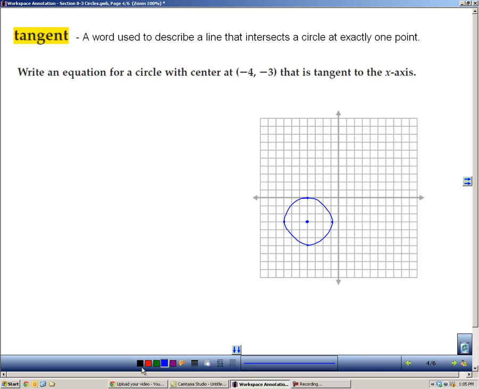So there's a sketch of my circle. The point that it's tangent to is right there. It touches the circle in one spot. And this gives me enough information for me to write my equation.